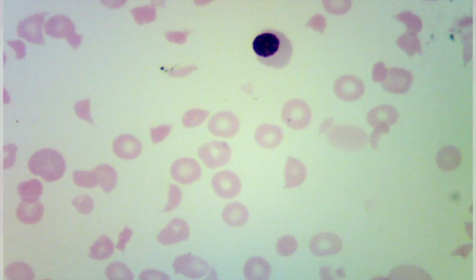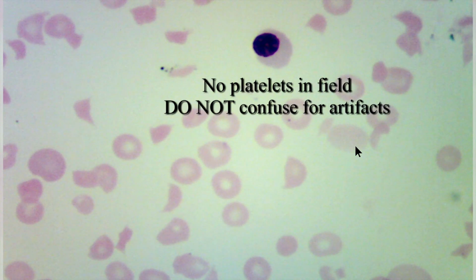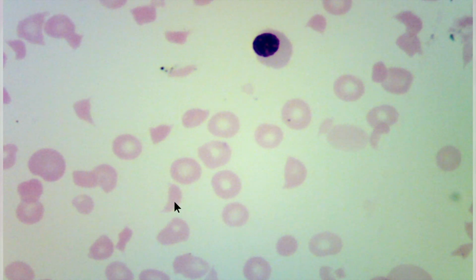As you can see on the screen, there are many red blood cell fragments, schistocytes, present across the field. Also, going around the field, I do not see any platelets in this field, and there are some artifacts around the field, but there are no platelets. So this is going to be repeated across the smear.